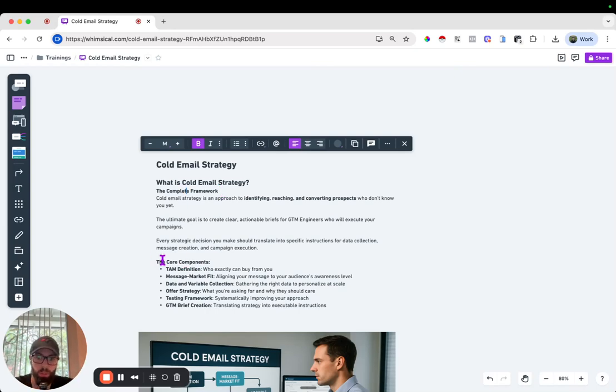Now, there are a few components of this. The TAM definition stands for total addressable market. Message market fit is finding the messaging that works with our ideal buyers, turning them from someone who doesn't know us to ultimately wanting to learn more. Then there's data and variable collection. So how are we actually going to get this data? Which sources is that data coming from? And then which enrichments do we need in order to create variables for our cold email campaigns? We'll identify the offer strategy of how we want to position ourselves inside of the market. And then we'll also cover a testing framework.